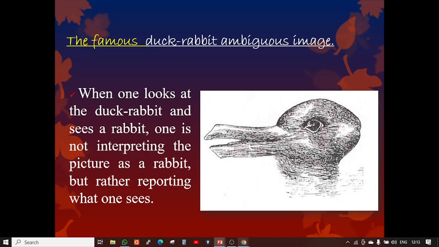What do you think this figure is? If someone looks at it left to right, it looks like a dog, and someone looking right to left sees the head of a rabbit. So it is the same figure, but two different people's perceptions are different. One is saying it is a dog head, one is saying it is a rabbit head.